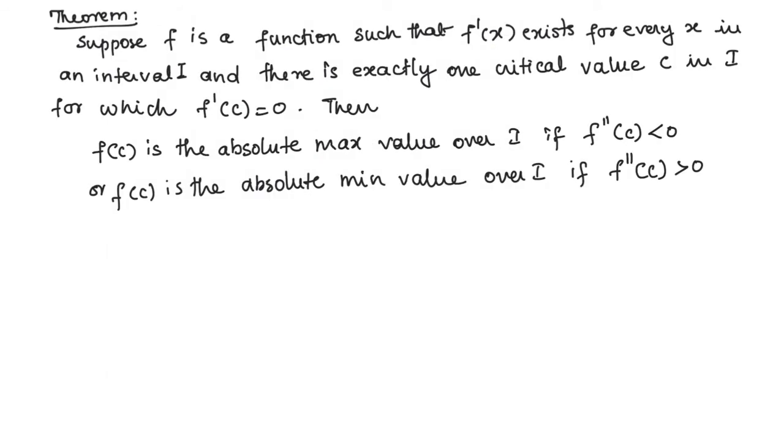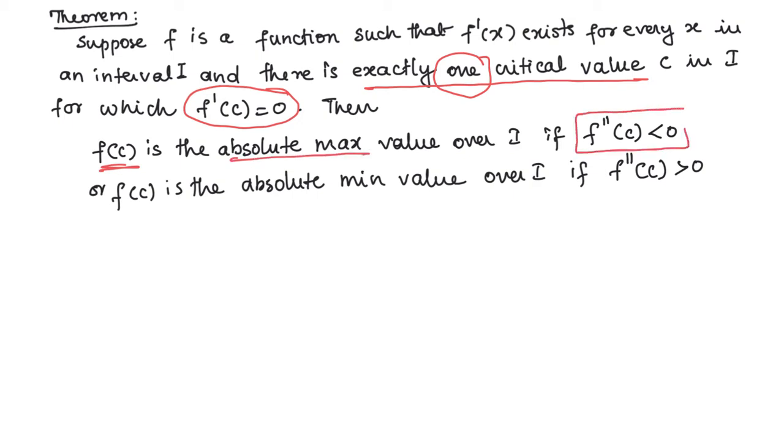There is one more theorem. Suppose f is a function such that f prime of x exists and there is exactly one critical value c such that f prime of c equals 0. Then f of c is the absolute maximum if f double prime of c is less than 0.